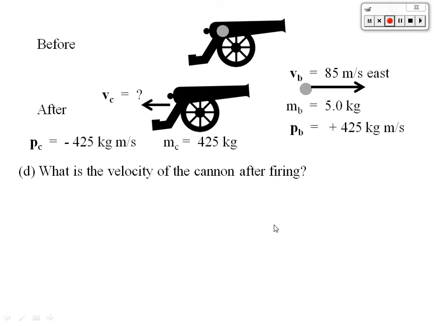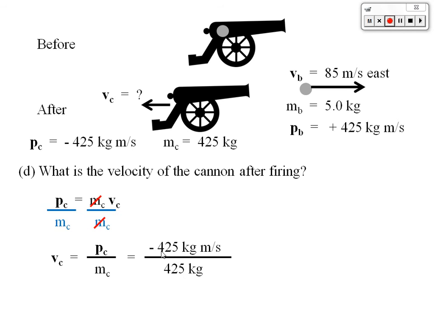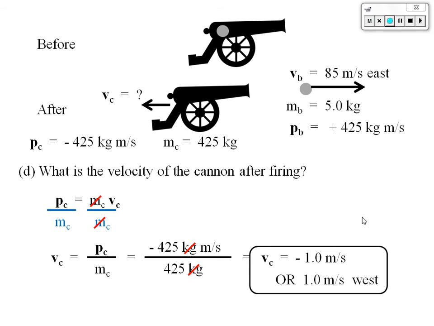Finally, what is the velocity of the cannon after firing? Well, momentum is given as mass times velocity. We want to solve for the velocity of the cannon, which we can do by dividing out the mass. And so we get this, and then inserting our values, the numbers work out kind of nicely to get negative 1.0 meters per second, or 1.0 meters per second to the west. Either answer is okay.